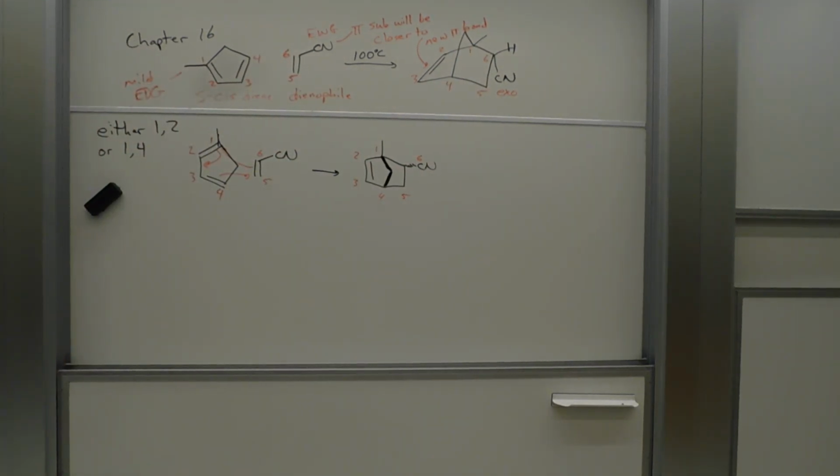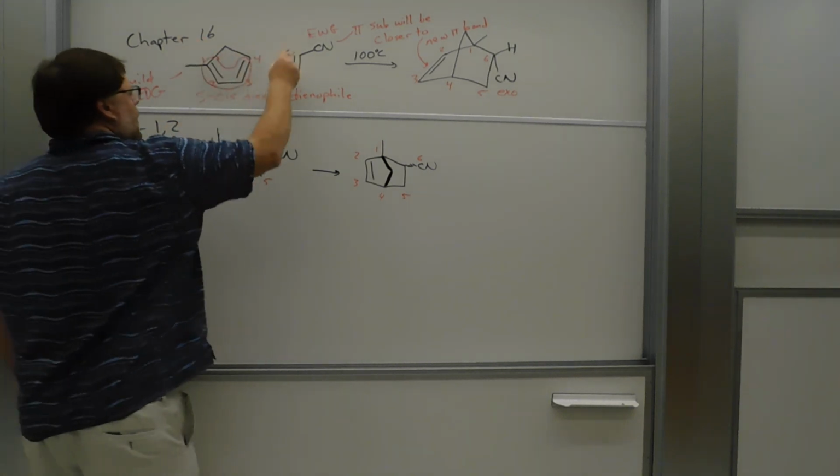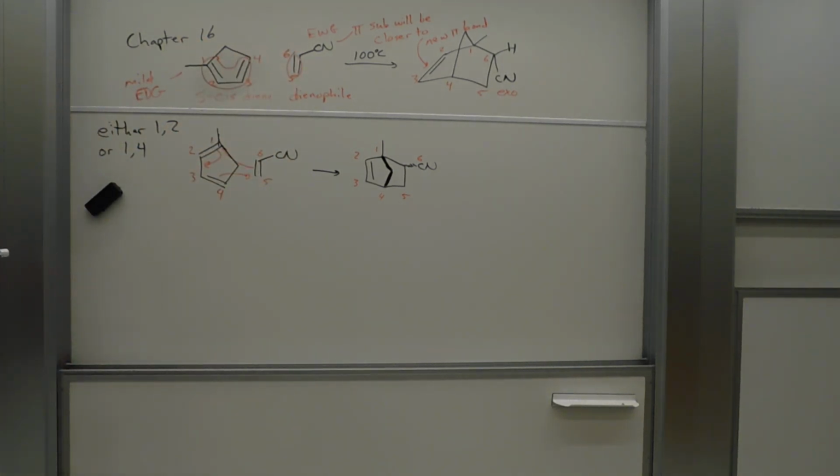Let me make sure I've got all that on screen. Yeah, it's on screen. Okay, so there you go. That's the answer. Always find your diene and your dienophile and make the Diels-Alder between that.